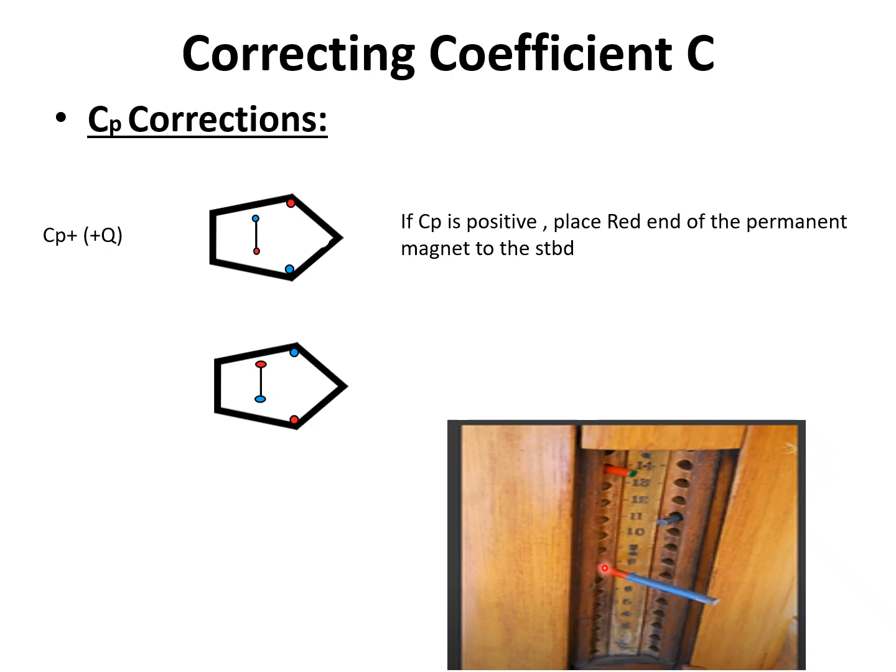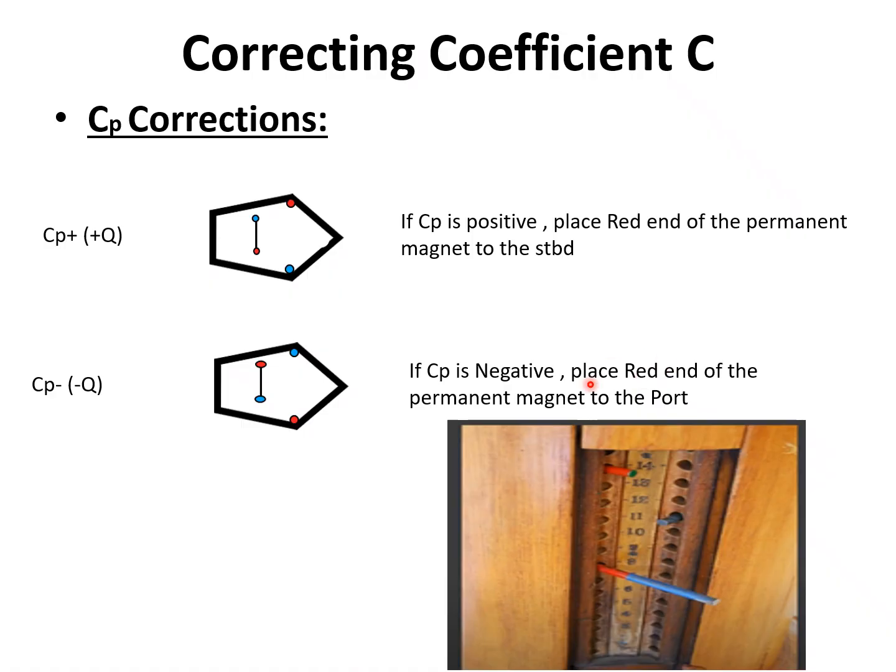So in that way, we place the permanent magnet in the athwartship direction, which will cause an equal and opposite deviation to that caused by the Q force, right? And if our C is negative, we'll place the red end of the permanent magnet to the port side. In that way, we'll correct the coefficient C, right?